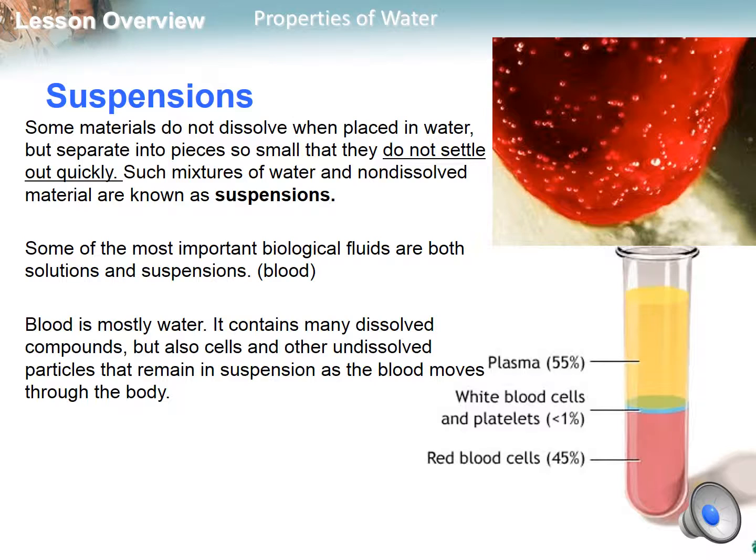Blood is actually a suspension and a solution. It's about the blood in your body. So blood is mostly water, and it contains many dissolved compounds, but it also has ions in your blood. But there's also undissolved ones, such as the white blood cells, platelets, and red blood cells. And so the way they get those out is, say they take blood from you, they put it in a test tube, they then spin it in a centrifuge, and that helps the particles to settle out.